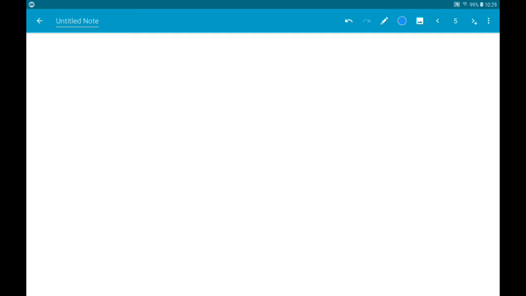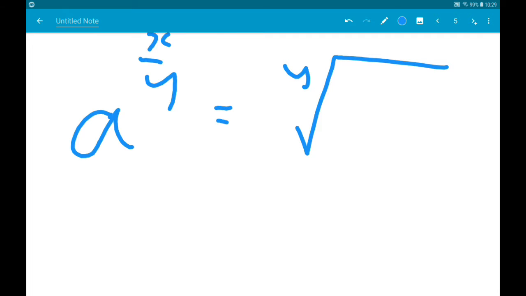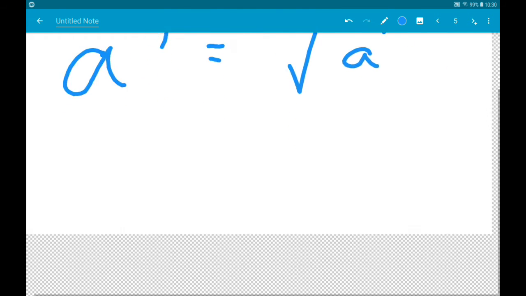Okay, so just for completeness, I'm going to show you the rule. Don't go trying to remember it though, because it does look pretty scary. So, say that we have a to the power x over y. This means the y-th root of a to the power x. So, that's the rule, but let's ignore that because it looks horrible.